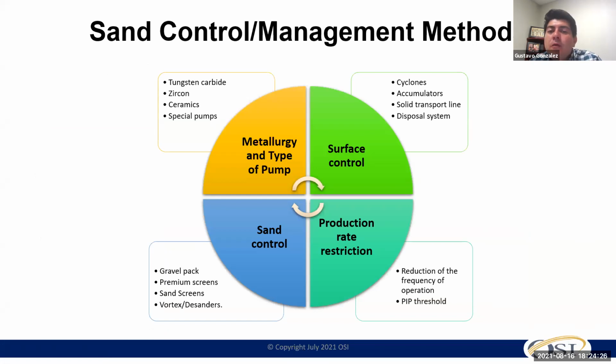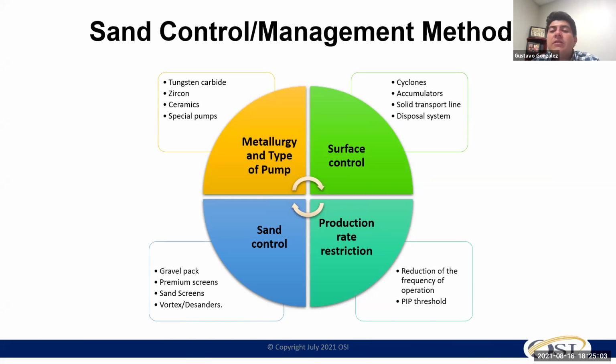So like we mentioned before, there are different approaches that I can use with my artificial lift system. If we're talking about ESPs, there are different metallurgies that I can use, or special pumps that are designed to handle some of that sand. For sand control there are different approaches as well, based on the content and the areas. You can see gravel pack, premium screens, sand screens, desanders. It's more how we want to face this, and every single approach has some pros and some cons.